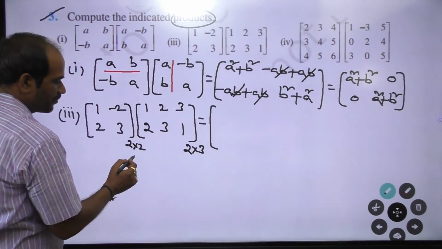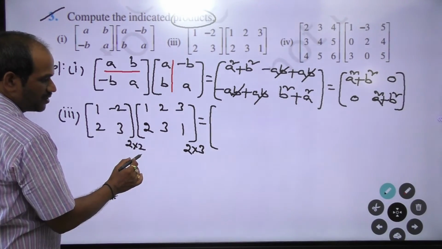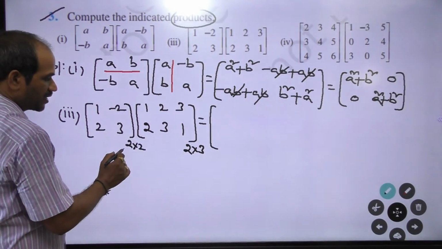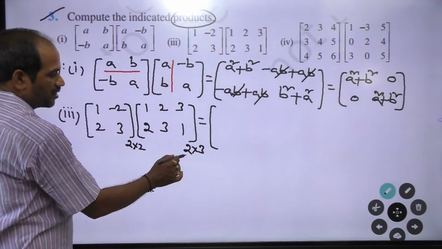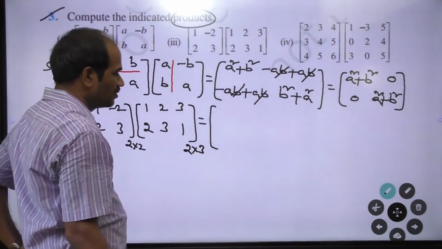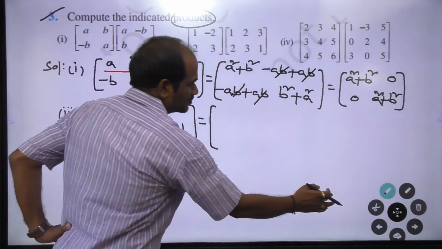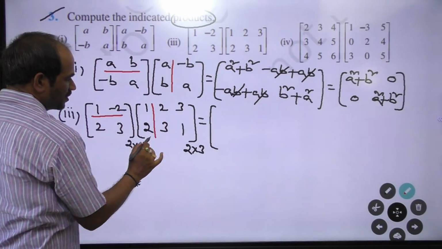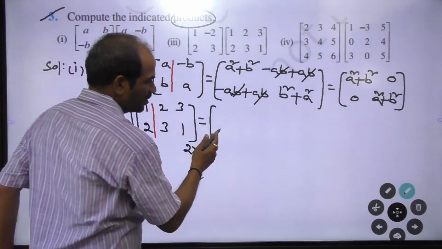The number of columns of A is equal to the number of rows of B, so the product is possible. The resulting matrix order is 2 by 3, that means 2 rows and 3 columns. First take the first row and first column element.